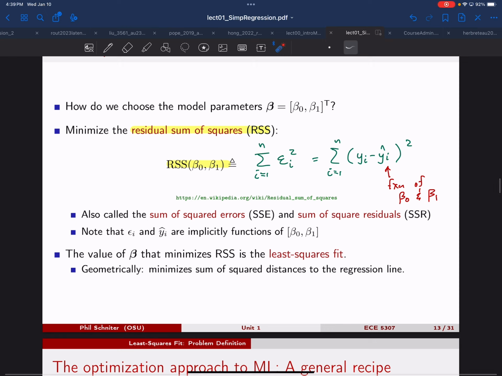there's other names for this thing. We're going to call it RSS. Some people call it sum of squared errors or sum of squared residuals. But we're going to just call it RSS throughout the course. And maybe you've seen this before. It's kind of a common thing. We're essentially doing least squares fitting. We're saying minimize the sum squared error. That's essentially least squares. Minimize the sum of squared residuals or distances to the regression line.